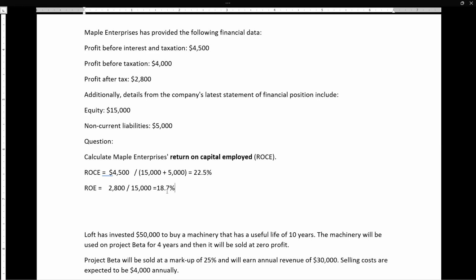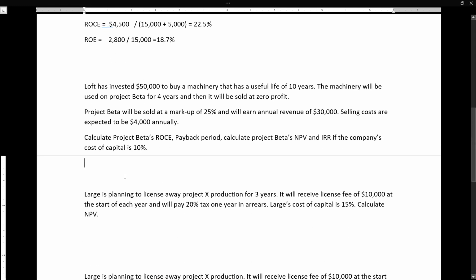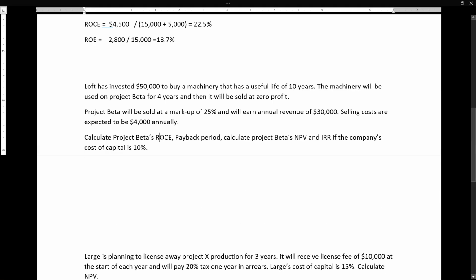And let's have another practice. In this practice, we will need to calculate lots of ratios: return on capital employed, payback period, NPV, and internal rate of return. So we have a company that has invested 50,000 to buy a machinery that has a useful life of 10 years. The machinery will be used for project beta for 4 years, and then it will be sold at zero profit.